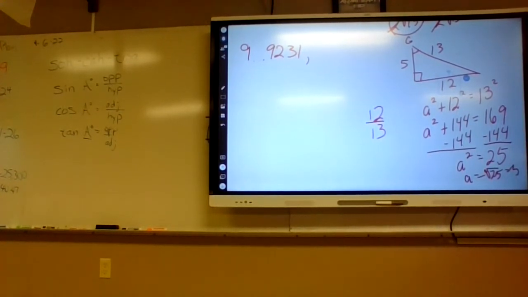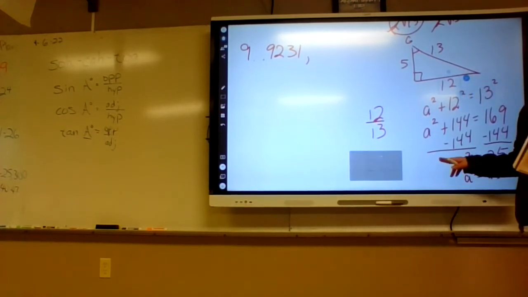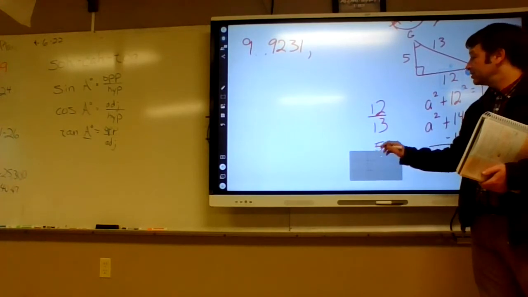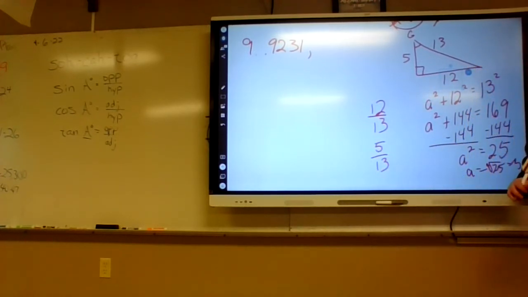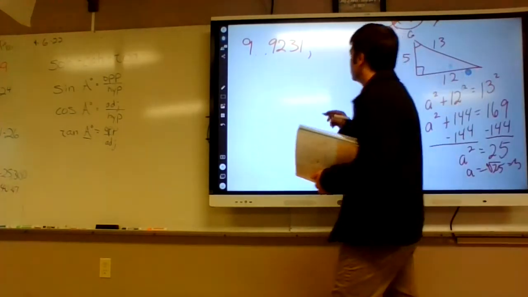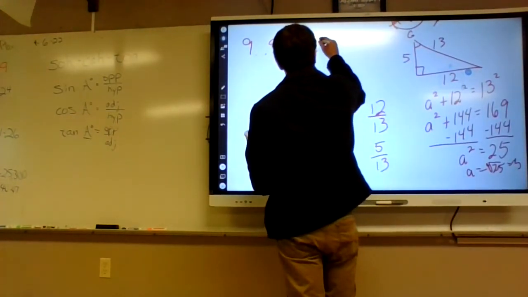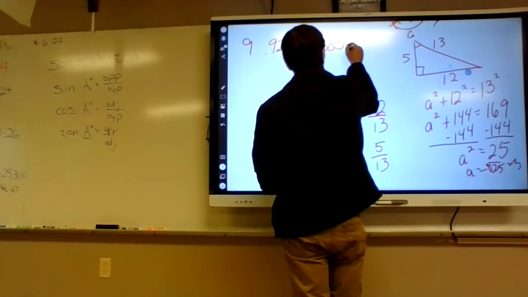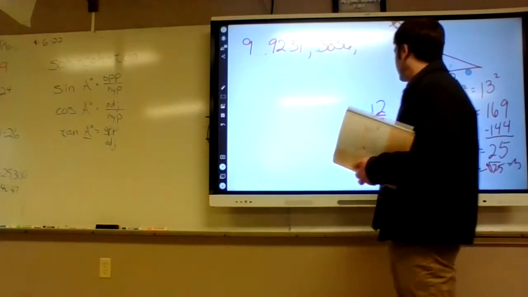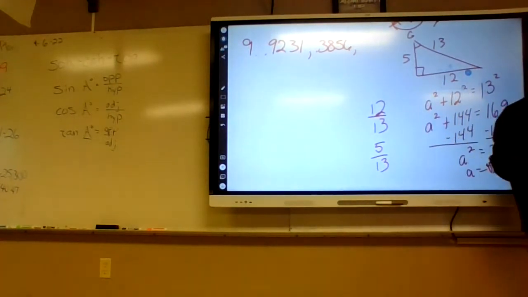Cosine of G, so we need adjacent and hypotenuse. So what's adjacent to angle G? 5. What's hypotenuse? 13. Okay, and then 5 divided by 13 is 0.3846. Okay, and then that's right.